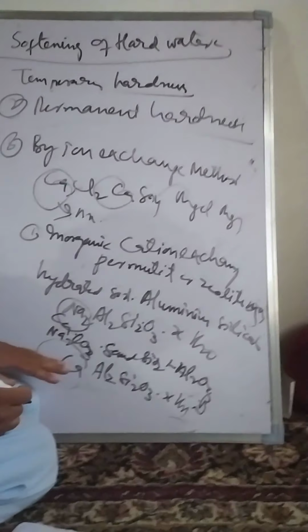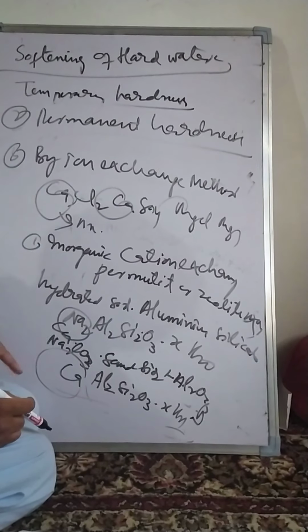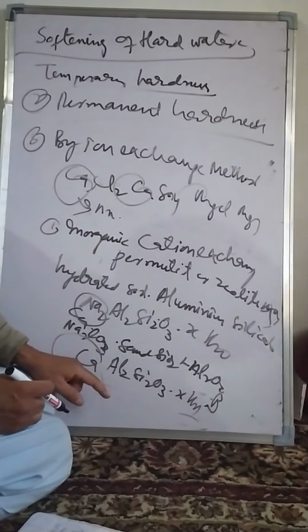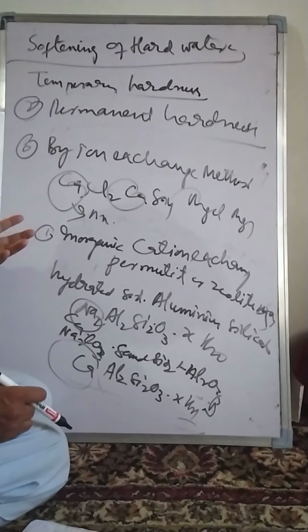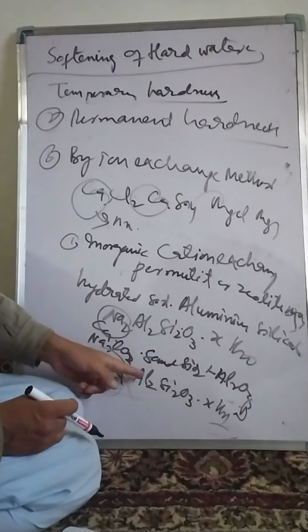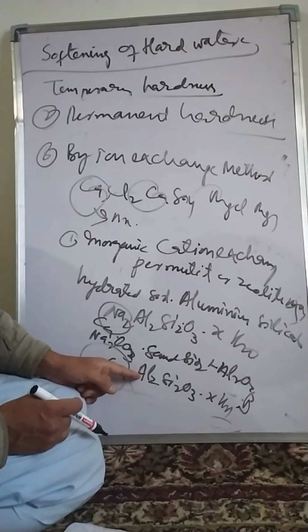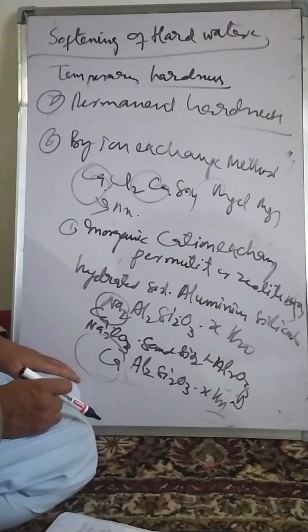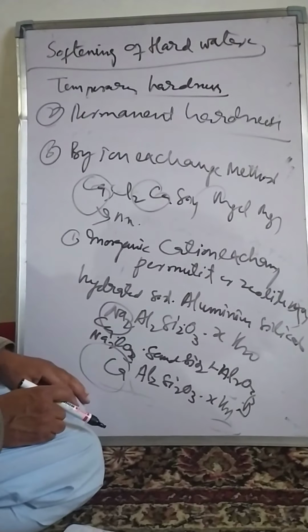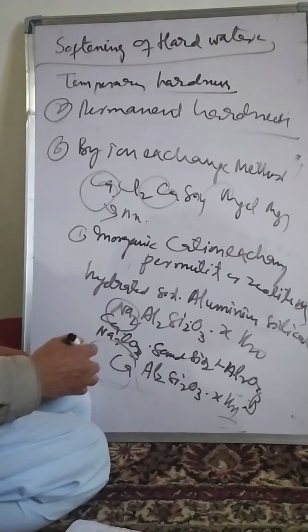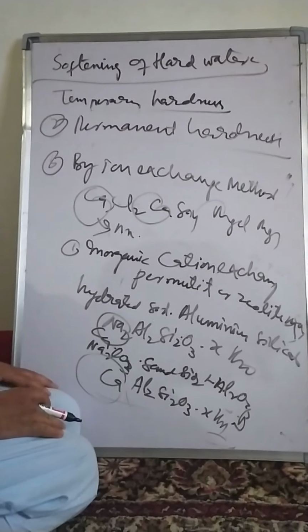How is it removed? Calcium sulfate produces calcium and sulfate ions, and calcium is picked up by this compound. Similarly, if you have magnesium sulfate or magnesium chloride, that produces magnesium ions. Magnesium ions are picked up by this permutit, or we call it zeolite, which can be removed from the solution.